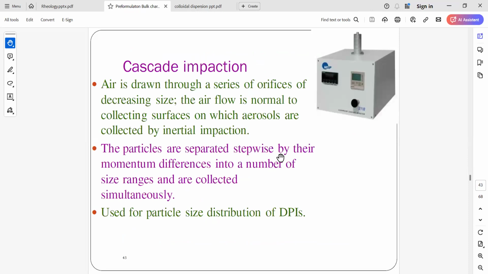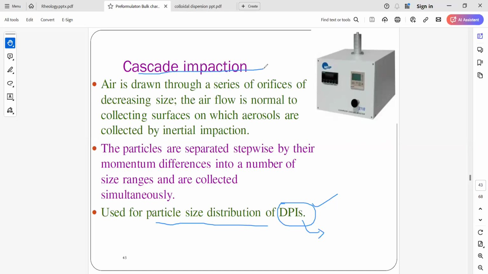Then this is also a cascade impactor. The most important point you have to remember in case of cascade impactor is that it is also used for the determination of particle size, but for DPIs. Okay, for dry powder inhalers, yes, or aerosols. There is also part of DPIs covered under that, and aerosols also, right? So we can measure the particle size distribution of DPIs and aerosols with the cascade impactor, right?